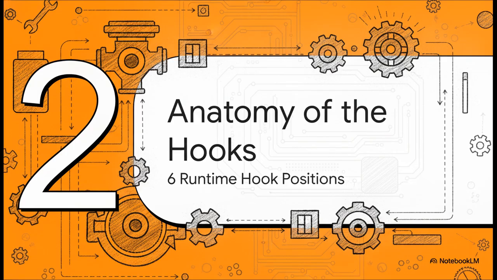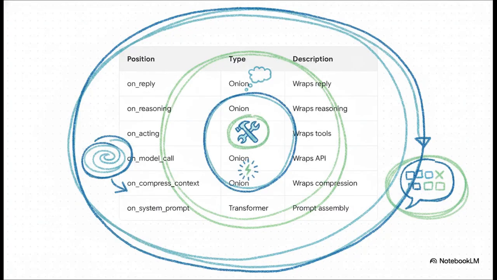Section 2, Anatomy of the Hooks. Now, what's really interesting about this slide is how AgentScope exposes this comprehensive arsenal of hook positions that cover the full path of execution. Let's walk through this spatial progression. You essentially have 6 main runtime hooks. At the very outer edge, you've got onReply, which wraps a complete reply, covering all your ReAct rounds and tool executions. Moving inward, onReasoning wraps a single ReAct round's reasoning step. Then, if tools are used, onActing wraps a single tool call execution.